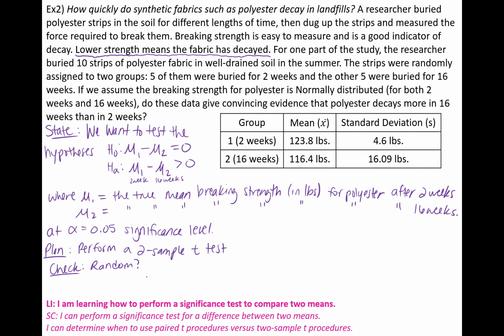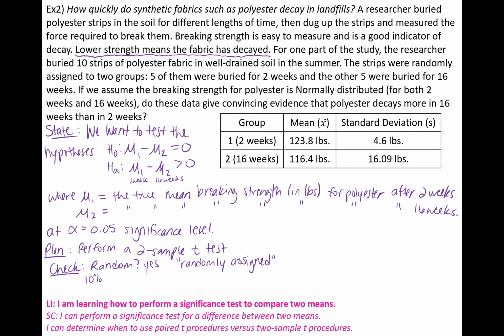Somewhere in there it said random. I believe it was randomly assigned. The strips of polyester are randomly assigned to how long they get left under the ground. So we can't just say, oh, this fabric was better than this one, because we're randomly choosing ones. There we go. All right, the next we would do is our 10% condition. So 10%. And remember, we would need to meet this for both populations here.